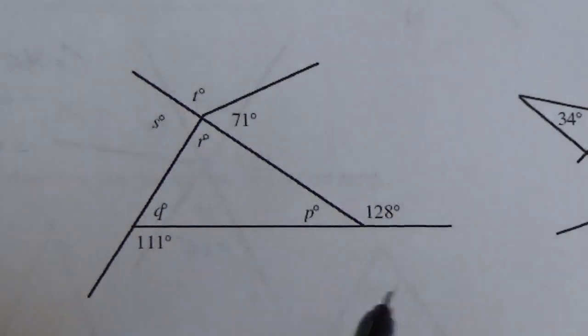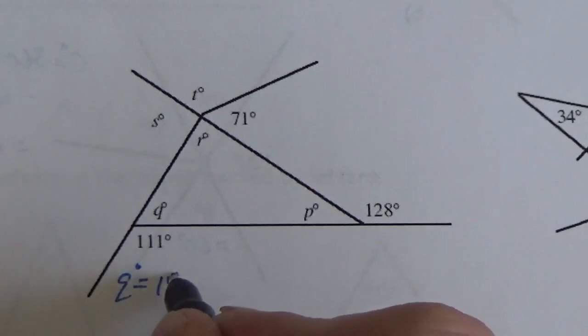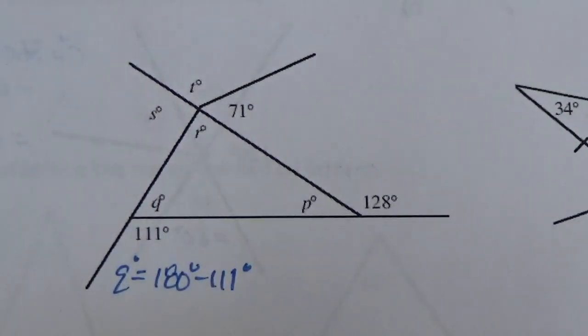So now I'm just going to start to write this a little bit quicker. I know that Q must equal 180 minus 111 degrees. So I'll just do this with my calculator over here.